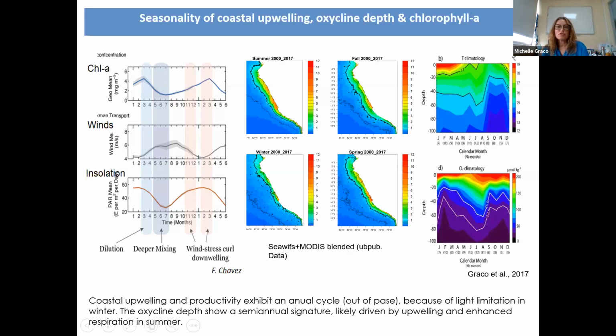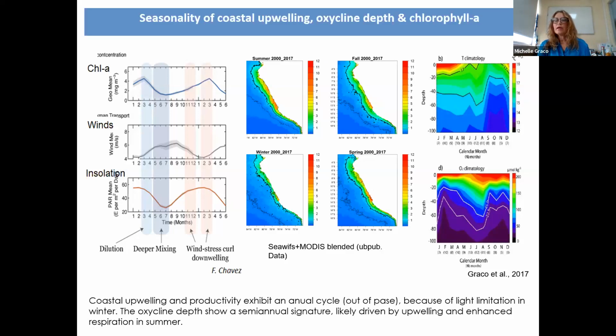Here I present some results of two publications that we performed in Peru. One is from Chavez that shows, for example, the seasonal condition of chlorophyll A, an indicator of productivity, the winds, that are the driver of the upwelling, and the insolation. And we can look that we have productivity out of phase with the maximum upwelling forcing. This is one of the characteristics of our system. In winter, we have the most intensive upwelling, low productivity, and one hypothesis is related with low irradiation in the system. That is, we have an upwelling condition all year, but the productivity has this seasonality.